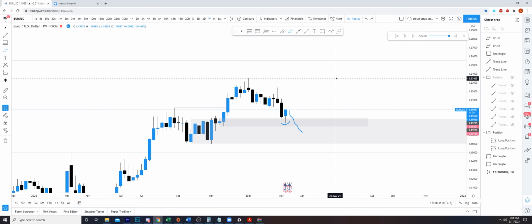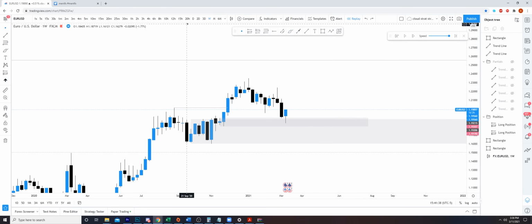And again, this is not financial advice, so just keep that in mind as you analyze your charts. Anything you do on the charts is your own responsibility.